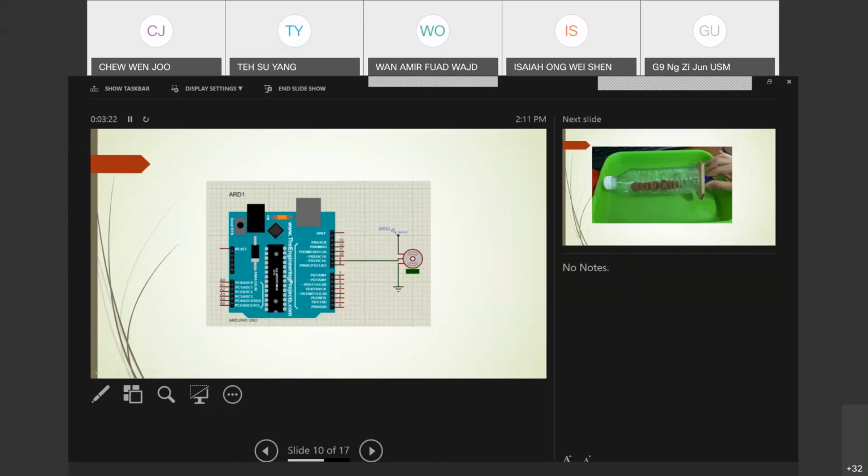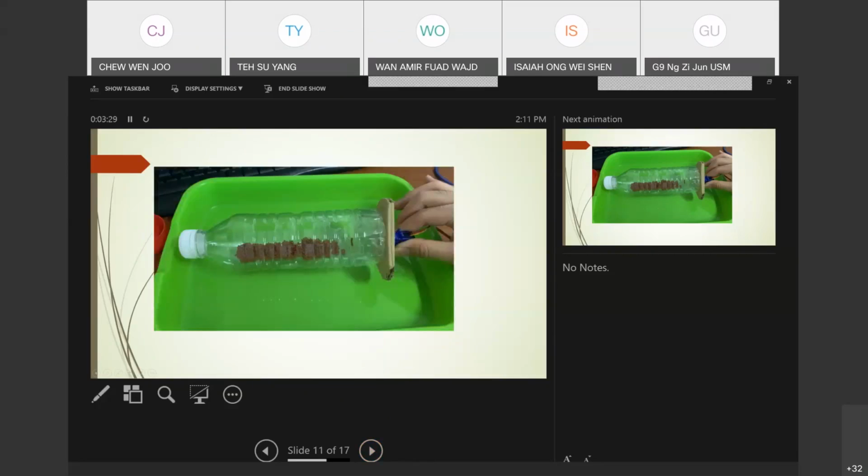And this is our circuit for our auto fish feeder, and this is the video for the demonstration.